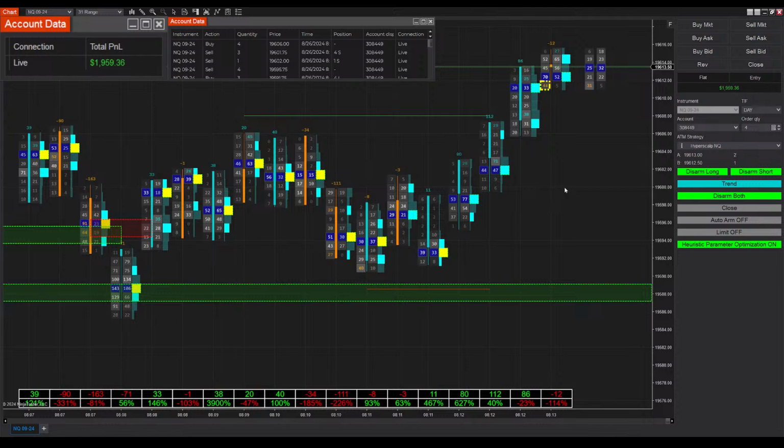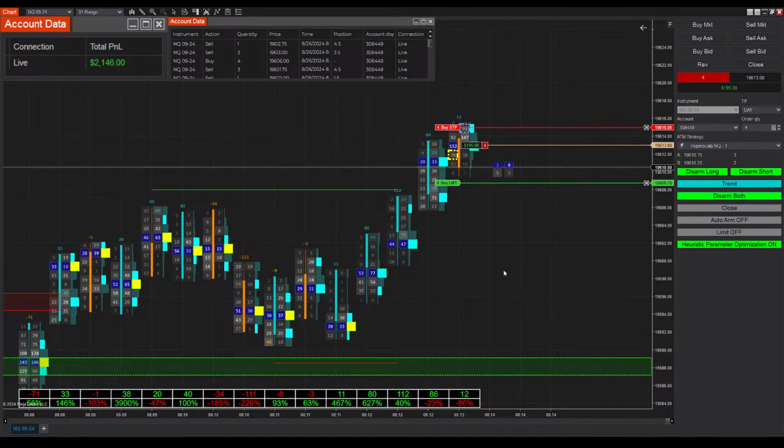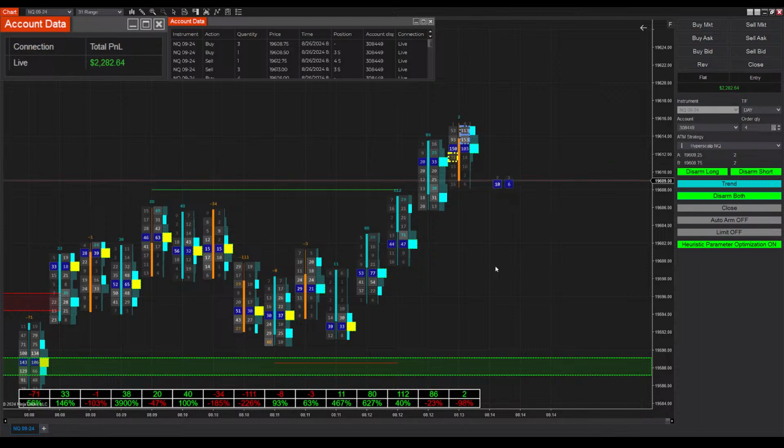We're going to switch to trend here at this point. This is due to the large amount of correlated delta and price movement in the long direction. Ended up getting filled there on a short position.